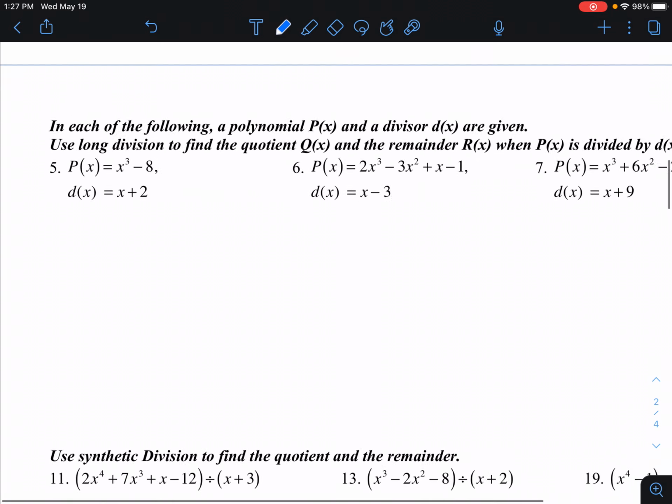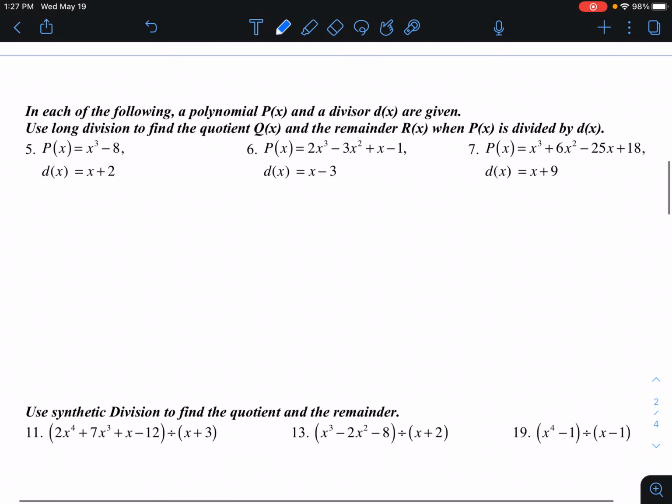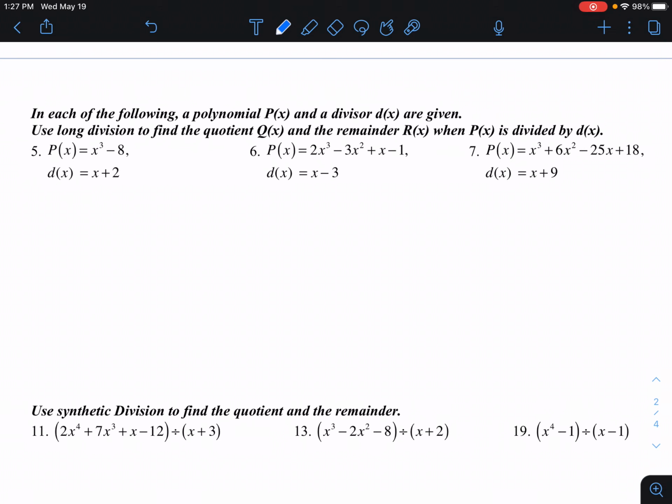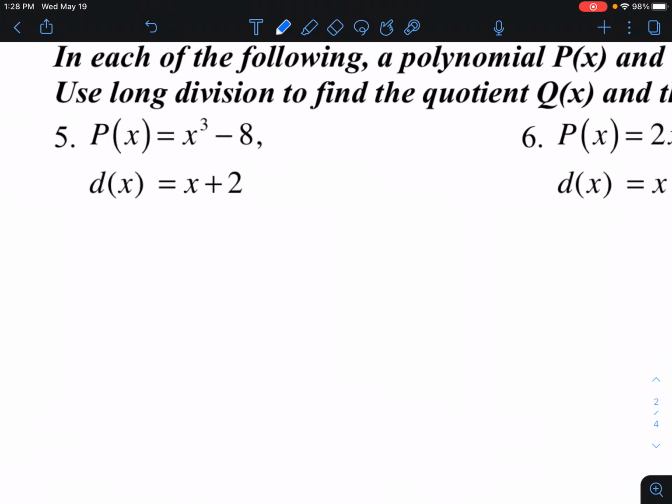All right, so the next part, don't be alarmed here. It says, in each of the following, a polynomial p of x and a divisor d of x are given. Use long division to find the quotient q of x and the remainder r of x when p of x is divided by d of x. Very fancy way of saying just divide and get me some answers and see if there's a remainder. So that's all we're going to do here.